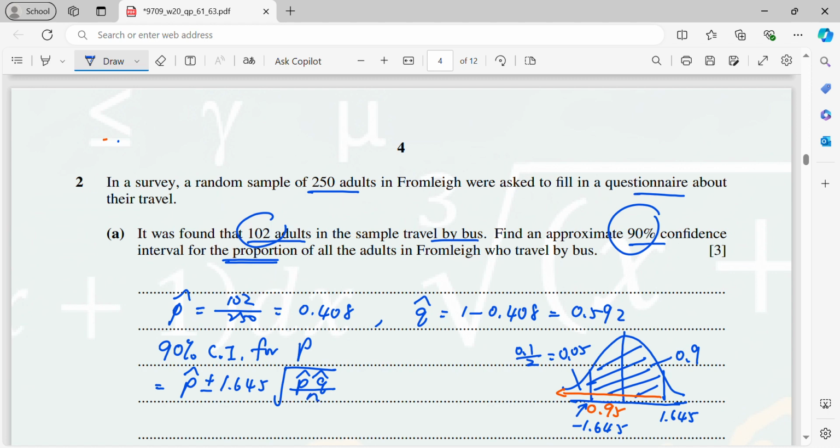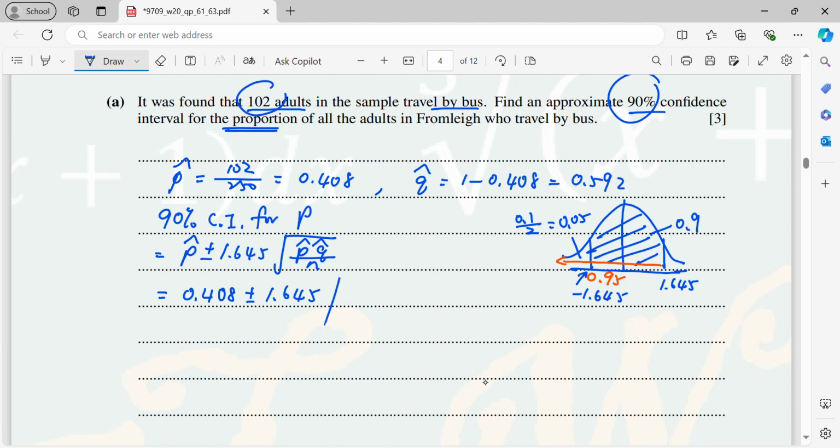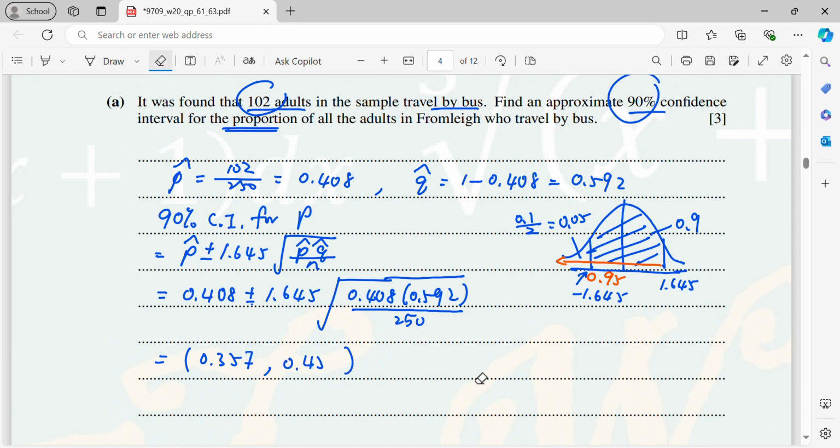This is the formula. So then I will be getting 0.408 plus minus 1.645, then substitute the values: 0.408 times 0.592 over n, which is 250. Then from here, to get the lower limit, we calculate using the minus sign, and the answer correct to 3 significant figures will be 0.357, and the other one is 0.459. So that's the solution of part A.